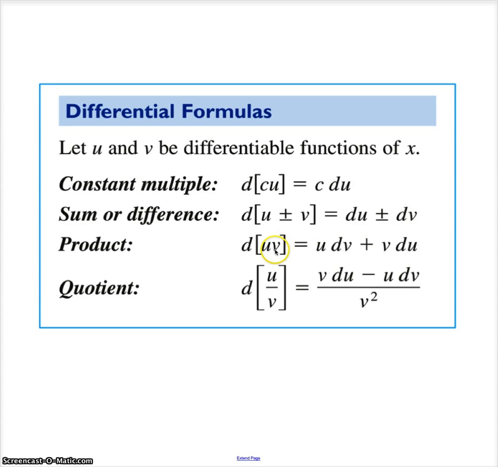The product of derivatives is a little bit more interesting. You have to use the product rule. It's u dv plus v du. And then for the quotient, again, you have to make sure v is not 0, but the derivative of u over v is v du minus u dv over v squared. You should recognize this as the quotient rule. So pretty much everything we've done before applies now.